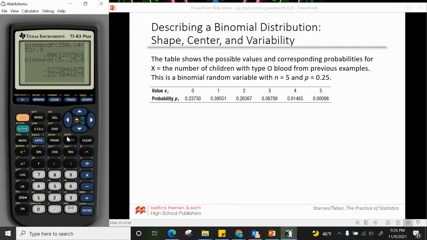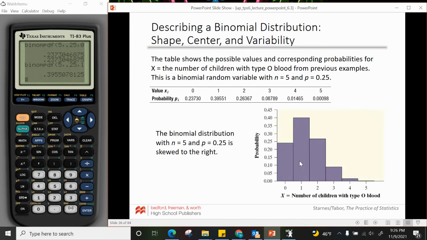And then I'd go, hey, second vars, binomial PDF 5, comma 0.25, comma 1 success now. Boom, that's my probability, and so forth to get the whole probability model if you wanted to kind of make this. But we can just turn those probabilities into a histogram, and we can see the shape. So this is definitely skewed right.